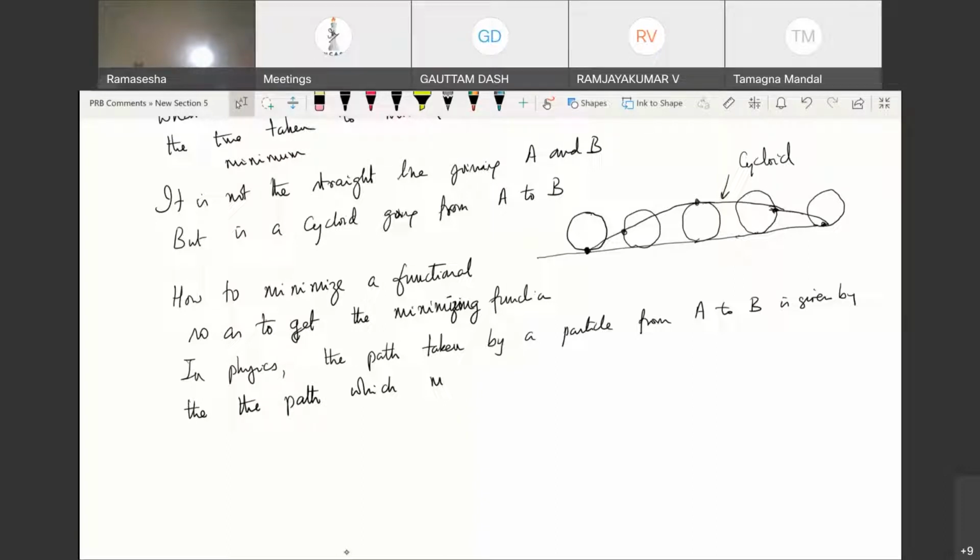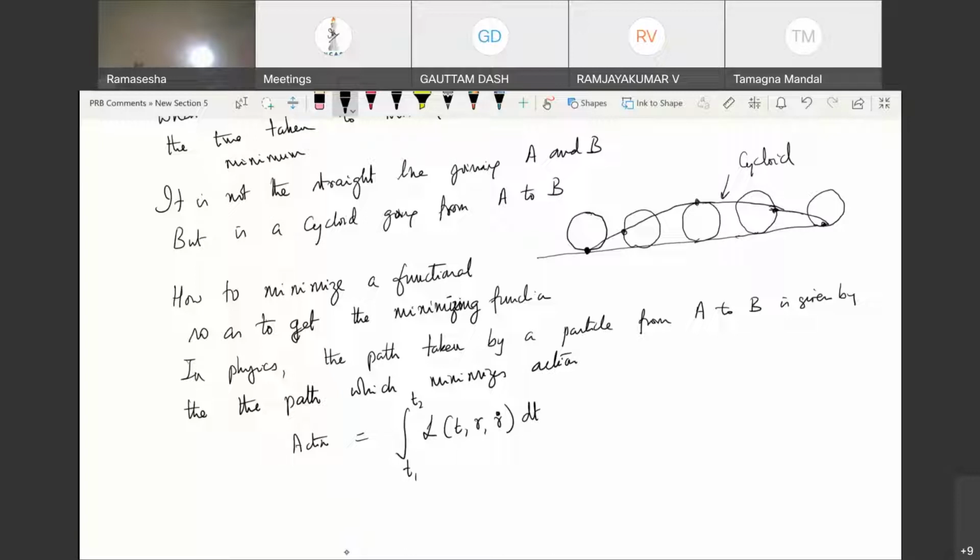Let me apply action. If I'm starting at a point at time t1 and then going to time t2, action is done by the integral of L(t, r, r dot) dt. L is the Lagrangian.